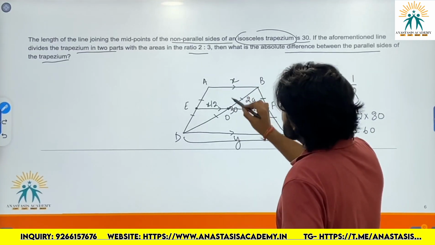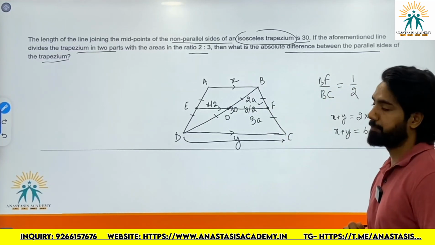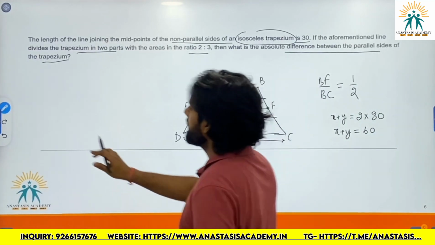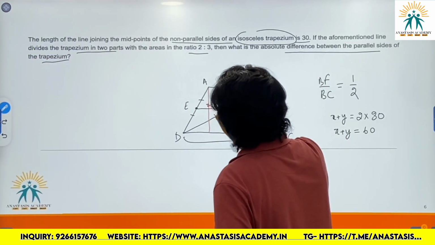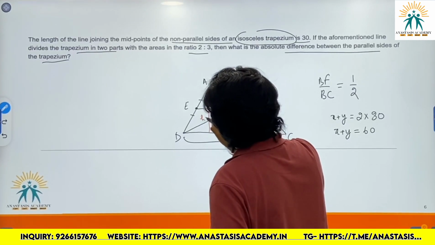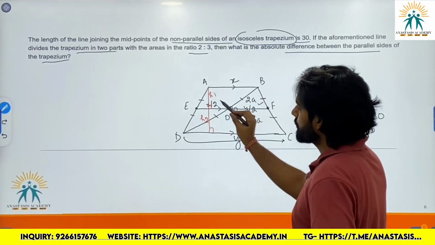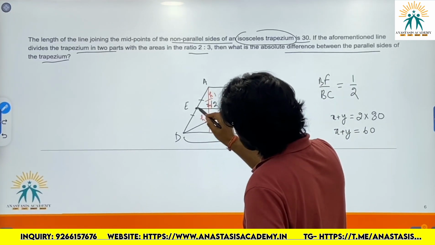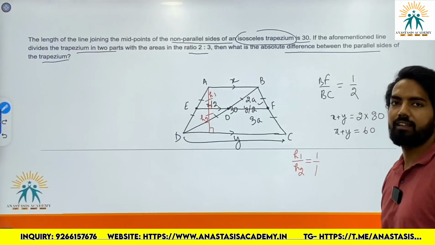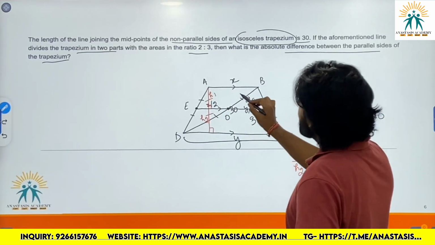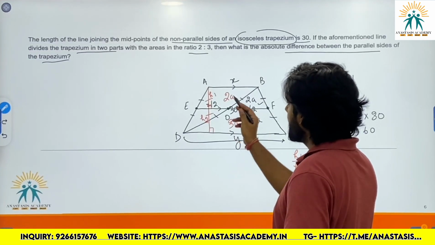Now, the areas of these two trapeziums are in the ratio 2:3. If I draw the height, let's just use another color, let's call it H1, and let's call this height H2. This is also one transversal intersecting these three parallel lines. So the ratio of this length to this length would be the same as the ratio of these intercepts. So I can say the ratio of H1 and H2 would be 1:1. So the area of this trapezium is 2a, and the area of this trapezium is 3a.